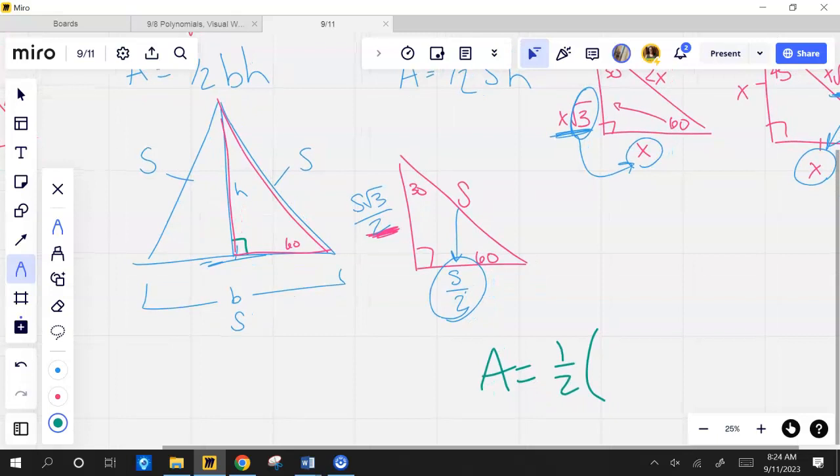What's the base? The base, well, the base is s. The base is s. So it's 1/2 base. Now what's the height?